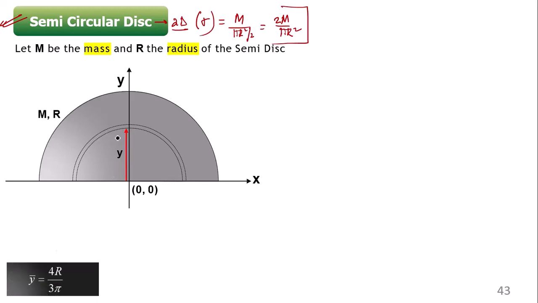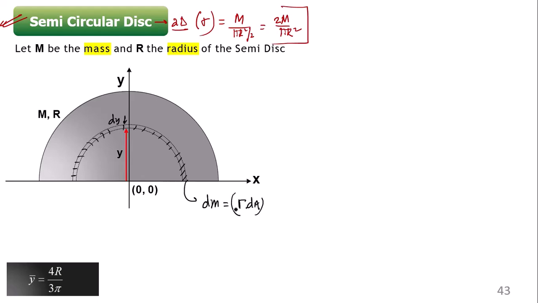Now, how am I taking the element? By moving a distance of y, I take an element whose thickness is dy. So this becomes a ring. That ring is acting as an element. So for this ring, let us say dm is the mass. Now what is the mass? Mass is sigma into dA.